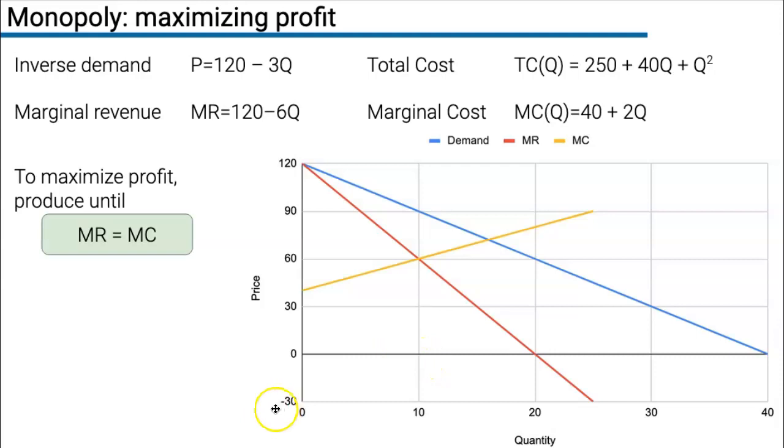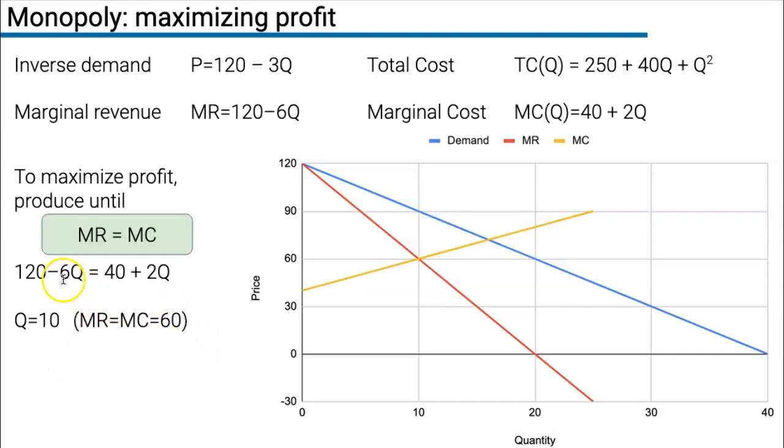Alternatively, you can solve the equation by setting marginal revenue equal to marginal cost, solve it for quantity. That should give you the same quantity of 10. And this is the profit maximizing quantity. And notice that in that quantity of 10, marginal revenue and marginal costs are the same at $60. But the important fact here is that the monopolist would not price its output at 60.